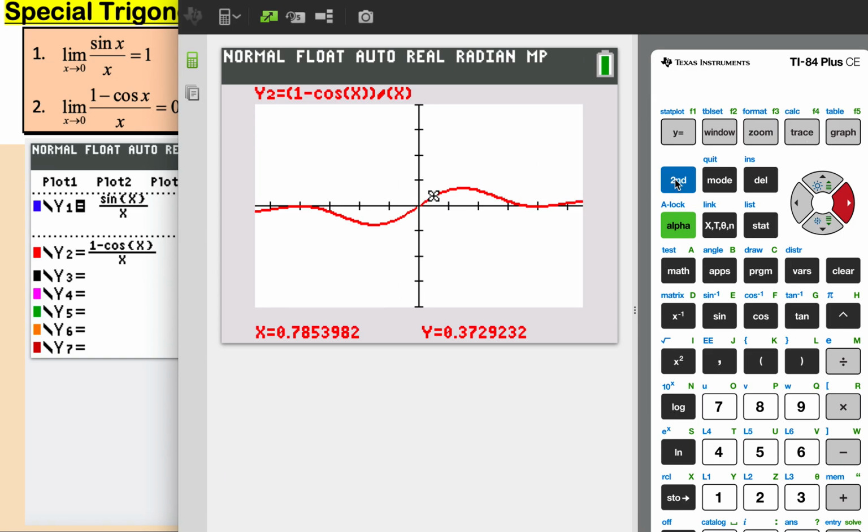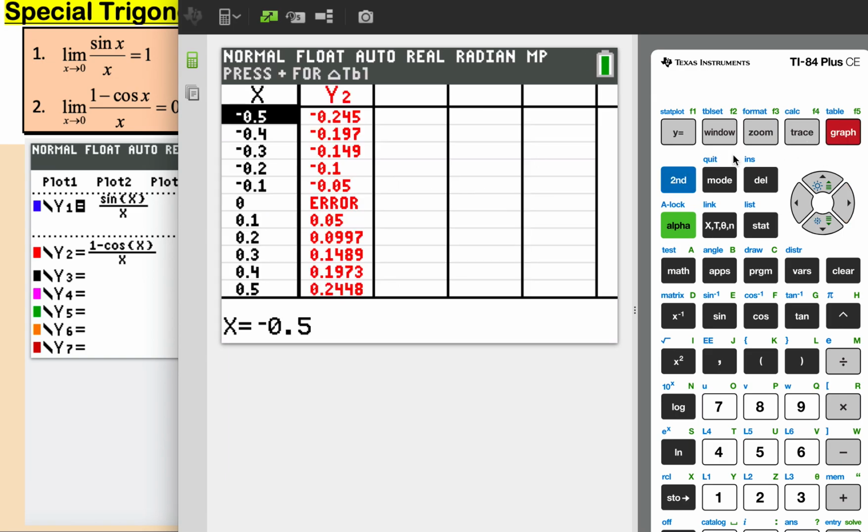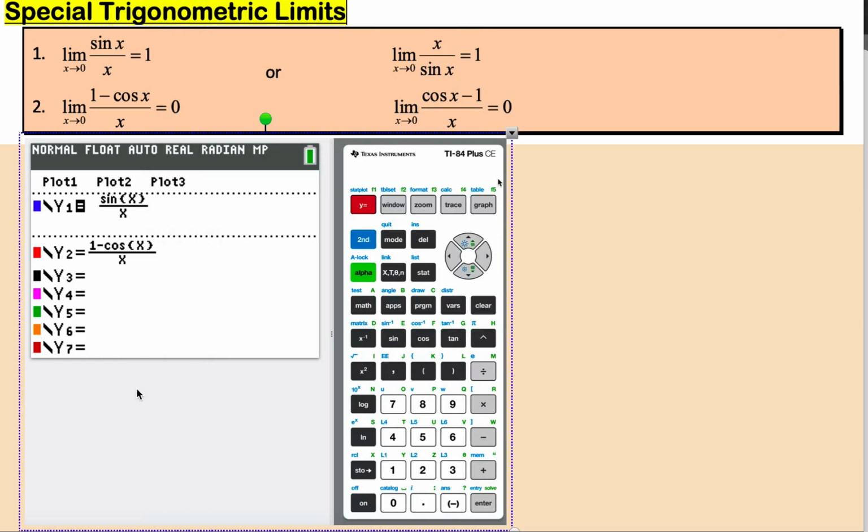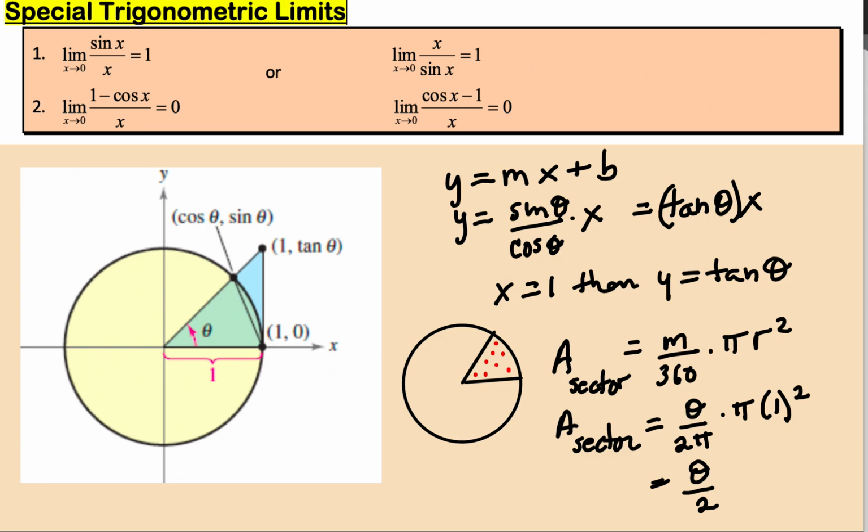Let's look at the table. And we can see the table. We have values getting close to 0, values afterwards where we're getting close to 0, but at 0 we don't have it. So we do have a limit. We just don't have a value at that point. So our calculator is telling us something about these values, but I would like to take a moment to prove it to you.